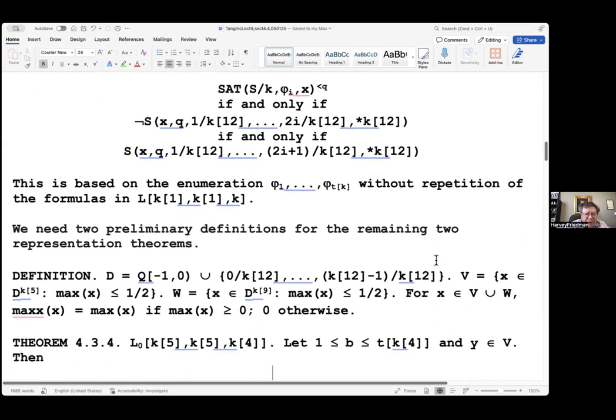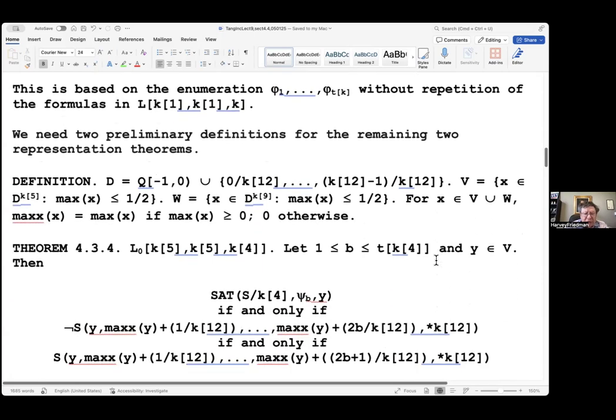Okay. All right. So for the other 2 languages, it's convenient to look at 2 special sets.